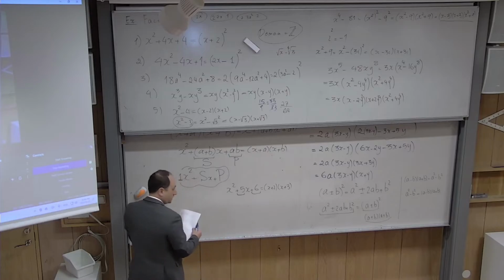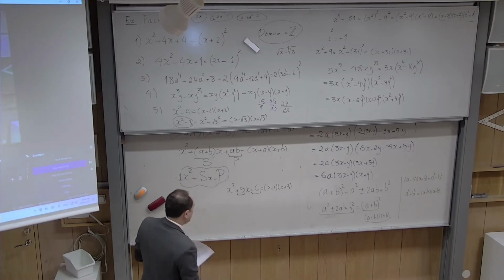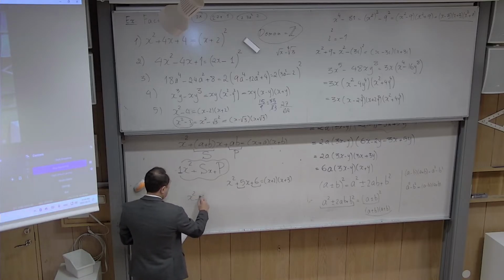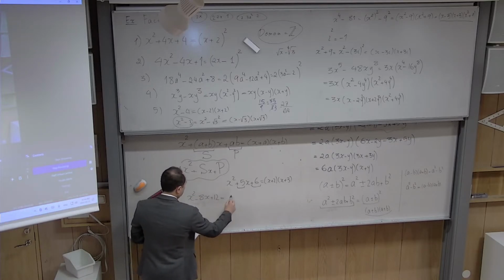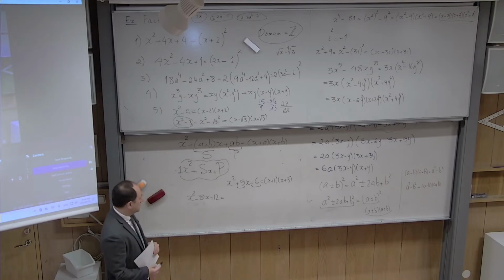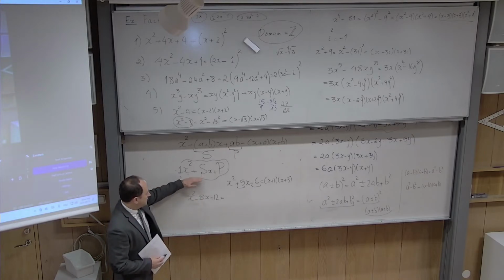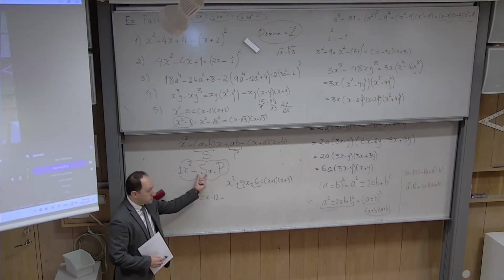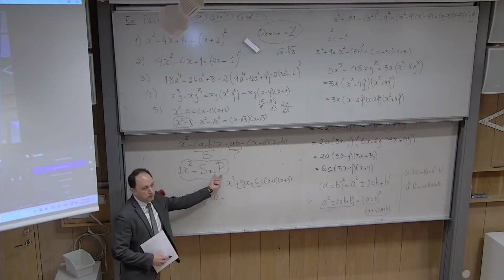So let me just write them and you tell me what to do, okay? X squared minus 8x plus 12. So what should I do? I hope that you see the pattern is the same, and this is important. This is 1, and minus 8 is playing the role of S, 12 is playing the role of P.